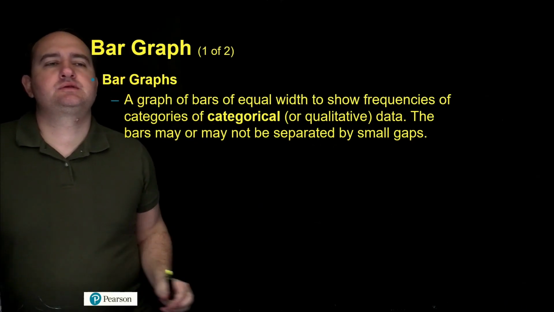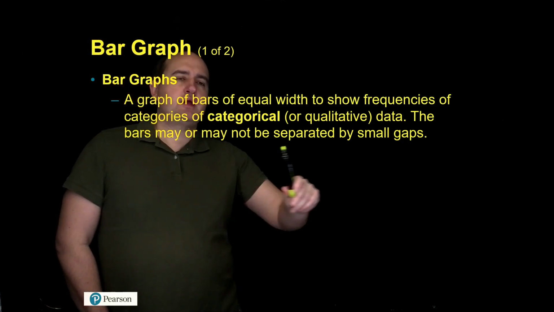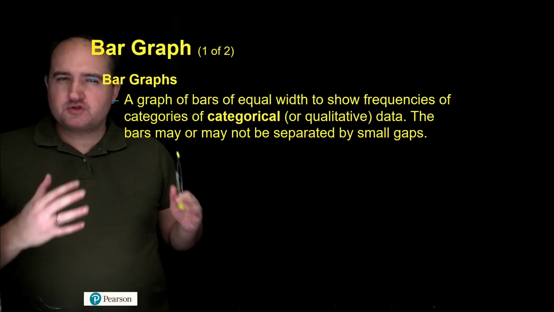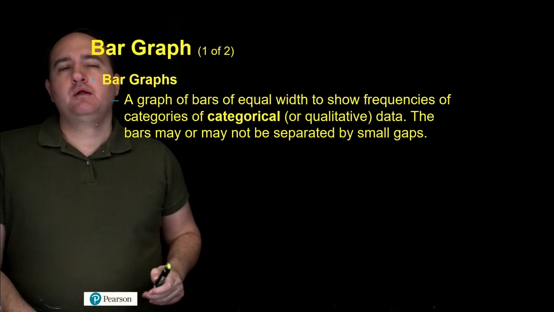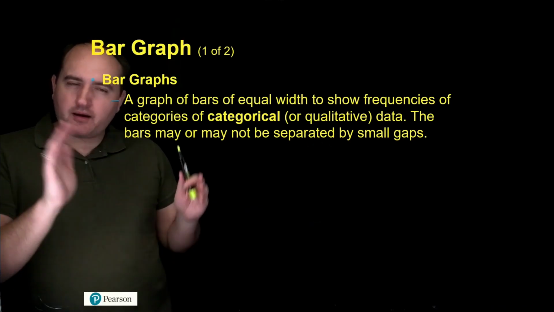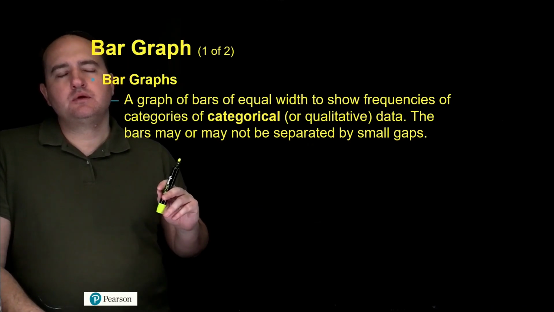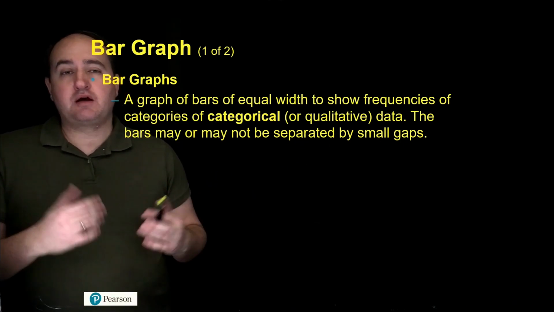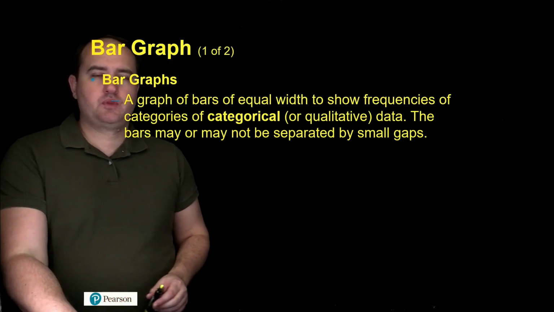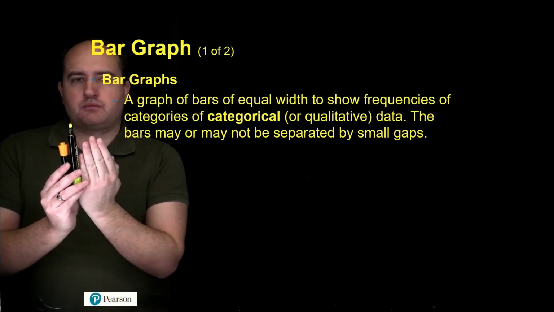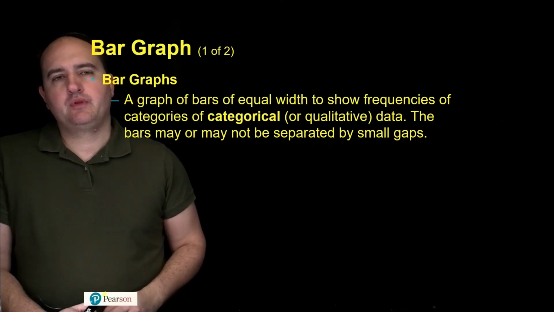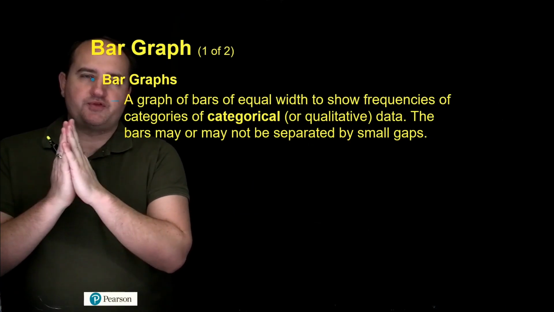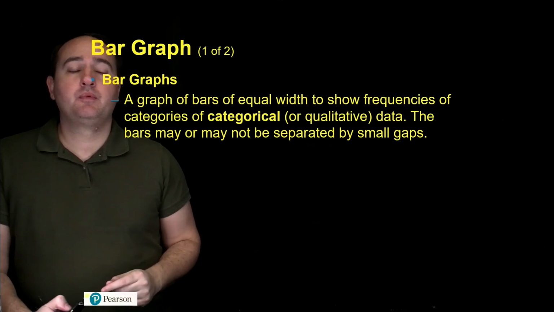Another thing about bar graphs is the book says the bars may or may not be separated by small gaps. But I say in most bar graphs that are just bar graphs, there usually are gaps. Not 100% of the time, but usually if there are gaps between each bar, that's another sign that it's a bar graph and not a histogram. And remember, with a histogram, all the bars are right next to each other. But even so, occasionally you'll see a bar graph where they put the bars right next to each other, just like in a histogram.